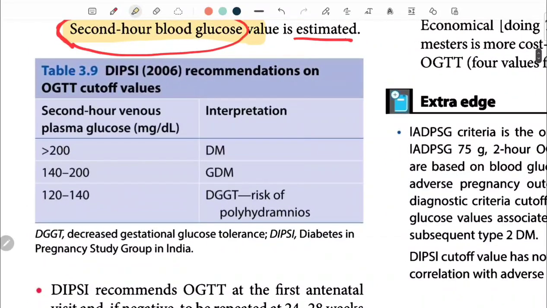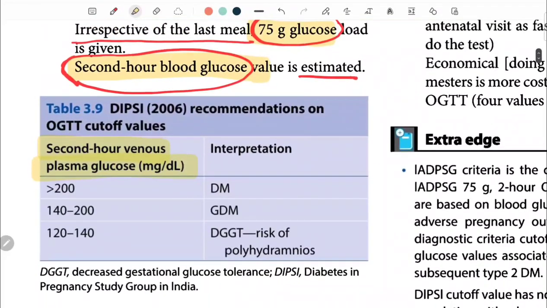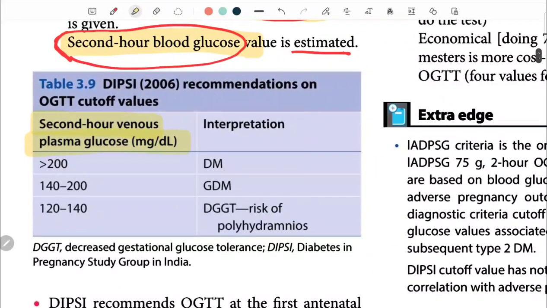Now let's look at the DIPSI recommendations on OGTT cutoffs, based on the second hour venous plasma glucose in mg per dl, very, very important. We give 75 grams of glucose to drink by the patient. After that, we take the second hour venous plasma glucose, and by measuring it, this is the interpretation.